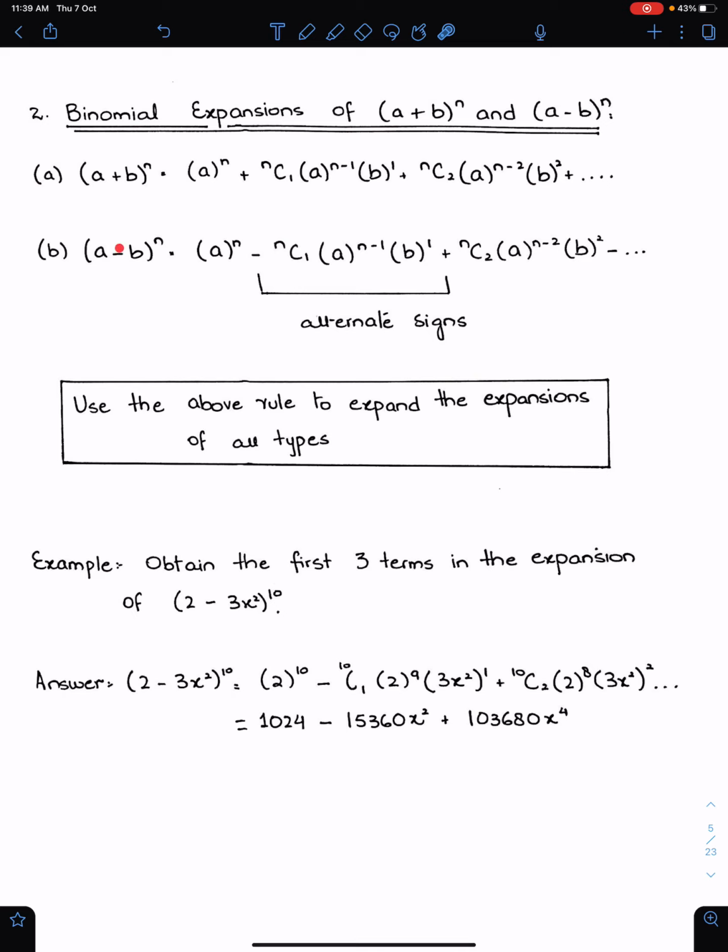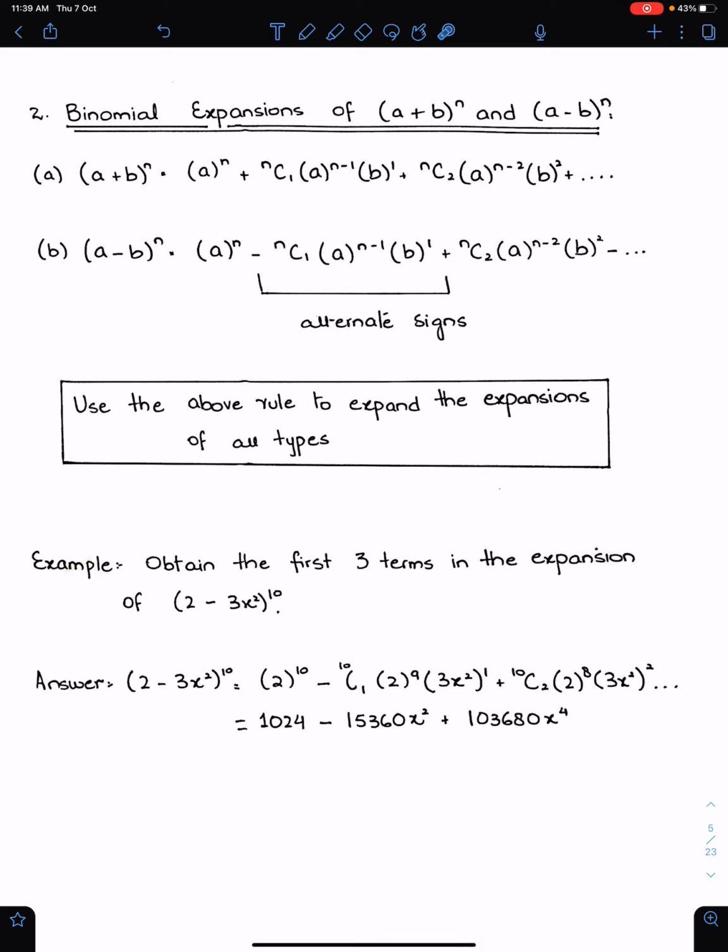When the sign is negative, then all signs are alternate: plus, minus, and so on. And don't take the sign of the second term while using the theorem. The second term is always positive. Well, use these two theorems to expand the expansions of all types.